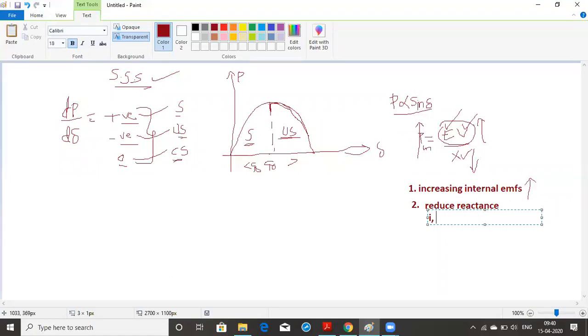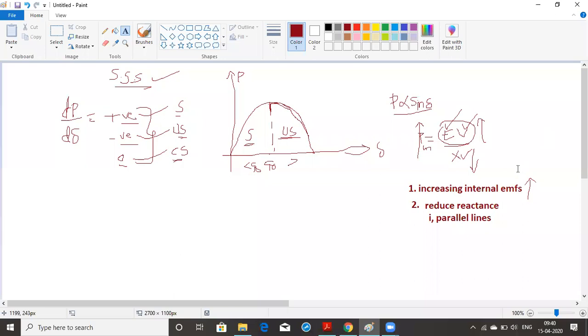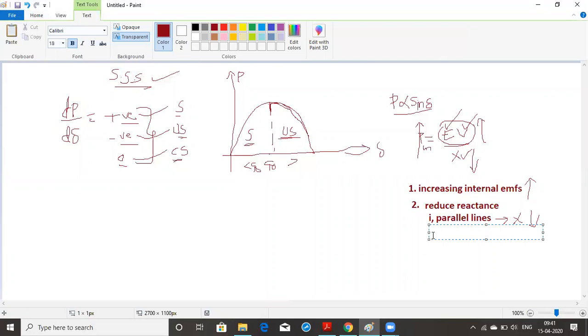We can reduce the reactance by using parallel transmission lines. Using parallel transmission lines, the equivalent reactance value will decrease. That is, X equivalent will decrease. If X is decreased, then automatically the maximum power delivered will also increase. So for this reason, we are going to use parallel transmission lines.